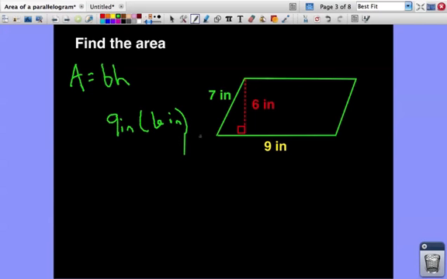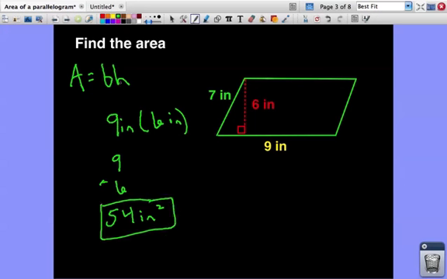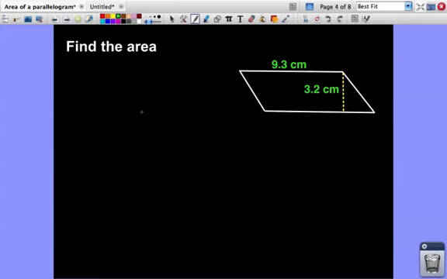This 7 inches right here was just put there to throw us off. The only purpose of someone writing that 7 inches is just to confuse you, to make you wonder which height do you use. Always use the perpendicular height to the base. So 9 times 6, that's all we have to do. 9 times 6 is going to be 54, and it is inches squared. I'm done. Simple multiplication. Let's look at one last problem, and then we're going to be done with this.